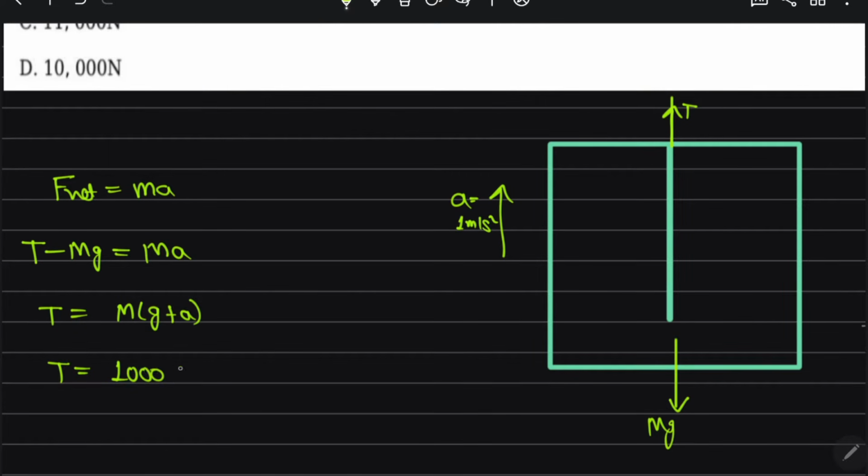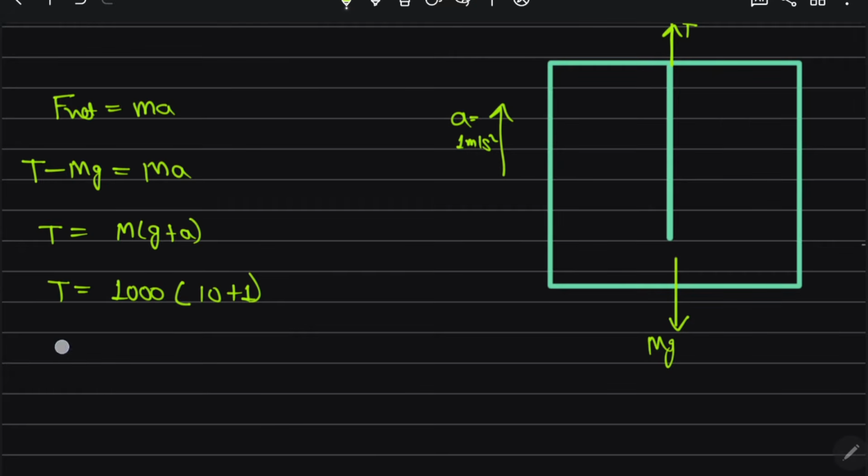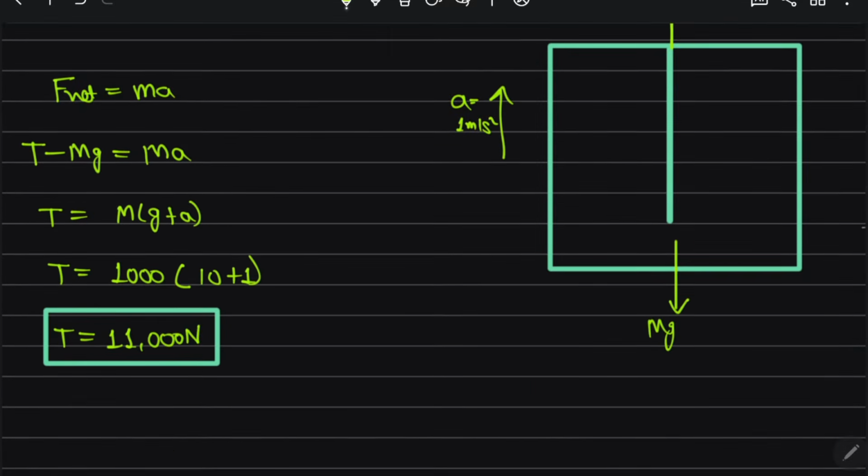Tension is equal to 1000 kg into g, 10 plus 1, so that comes out to be 11,000 Newton. Which option is correct? Option C is correct. So I proceed to the next question.